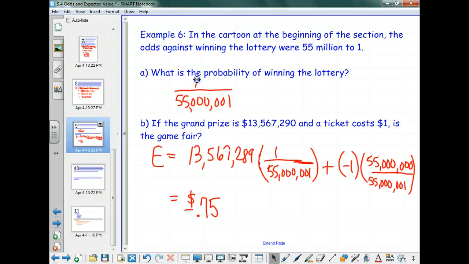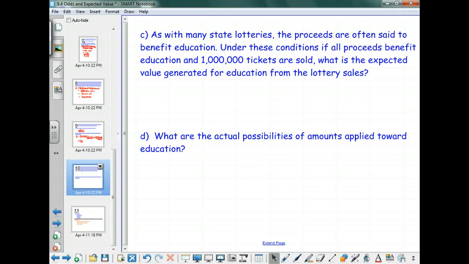Negative 75 cents. Remember, please don't make your notation on that. So on average, with the game set up in this way, every time you play the lottery, you should expect to lose on average 75 cents. We're actually going to get into our next problem. Very good question. So let's take a look at what this means really.